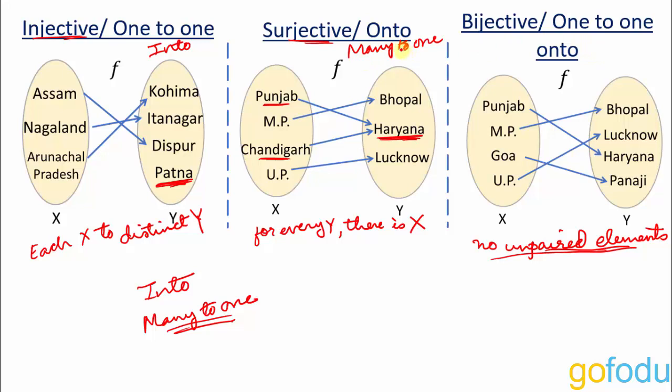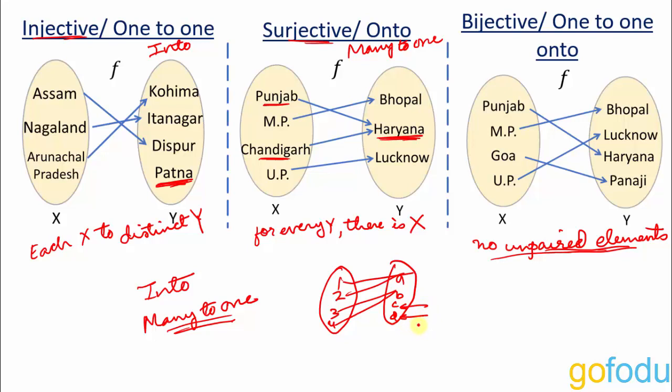Now my question is, can there be many-to-one into? Here you go, many-to-one into. Two elements from X are mapped to the same element in Y, and there are some elements in Y which are left unmapped. So this is many-to-one into.